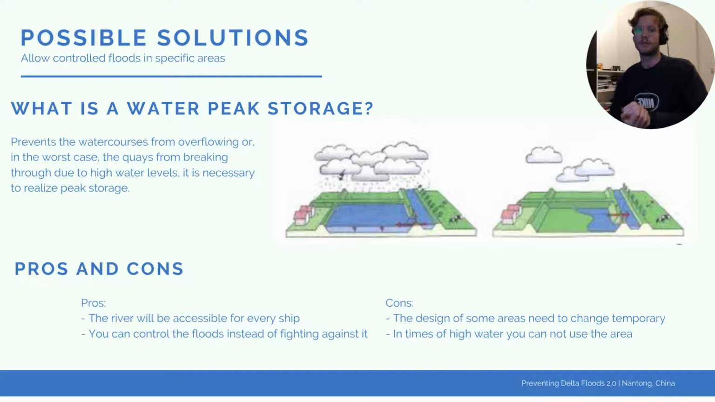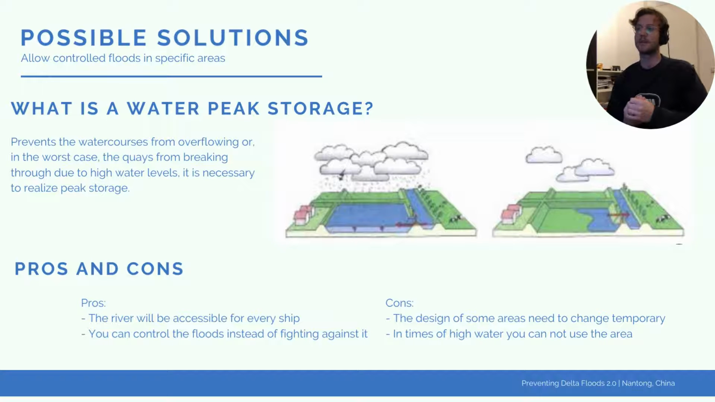Another solution, it's not a very common one, but it's a nice one to think about, is water peak storage. This prevents the water courses from overflowing, or in the worst case, the quays from breaking through due to high water levels. It is necessary to realize peak storage. So the idea is that you reserve an area of land which can flood in times of high water levels. So you open the dike, and the water can flow in there.